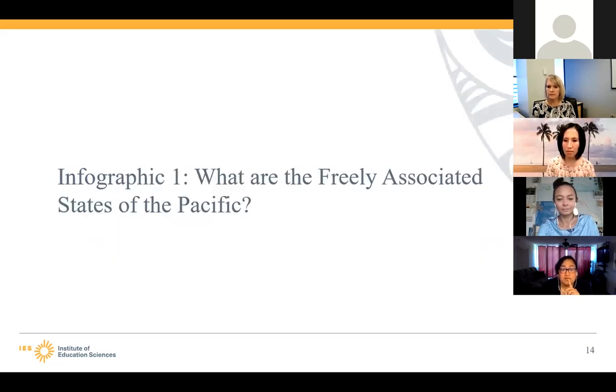So let's turn to infographic 1. I'll go over these in order. So first up, we have this one, which addresses the question, what are the freely associated states?